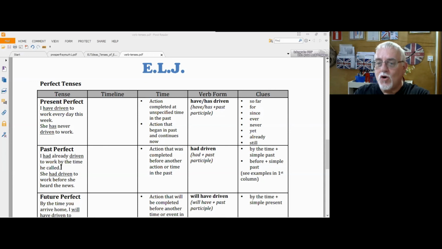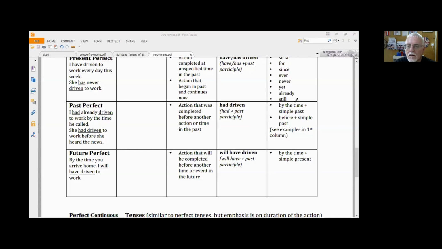Driven, past participle of drive. Drive, drove, driven. Okay, it's one of those where the present, past, and past participle are all different. She had driven to work before she heard the news. So it's an action that was completed before.